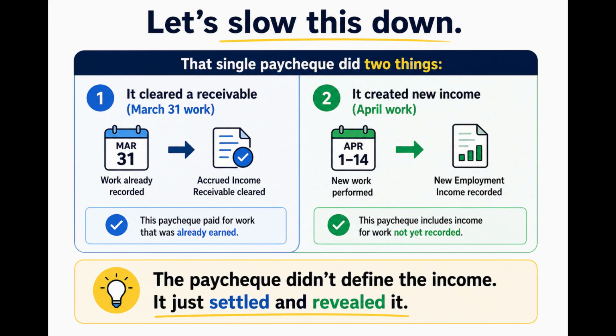So let's slow this down. That single paycheck did two things. One, it cleared the receivable that represented March 31st's work. And two, it created new income, which was April's work. The paycheck didn't define the income, it just settled and revealed it.